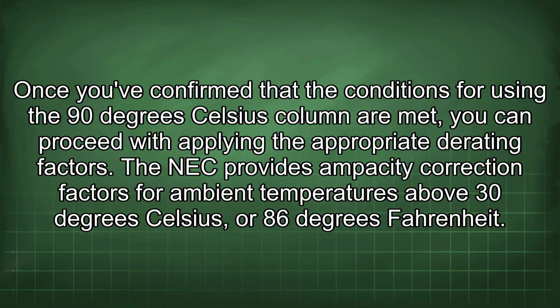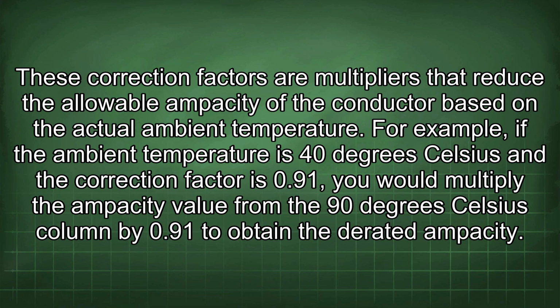the appropriate derating factors. The NEC provides ampacity correction factors for ambient temperatures above 30 degrees Celsius or 86 degrees Fahrenheit. These correction factors are multipliers that reduce the allowable ampacity of the conductor based on the actual ambient temperature. For example, if the ambient temperature is 40 degrees Celsius and the correction factor is 0.91, you would multiply the ampacity value from the 90 degrees Celsius column by 0.91 to obtain the derated ampacity.